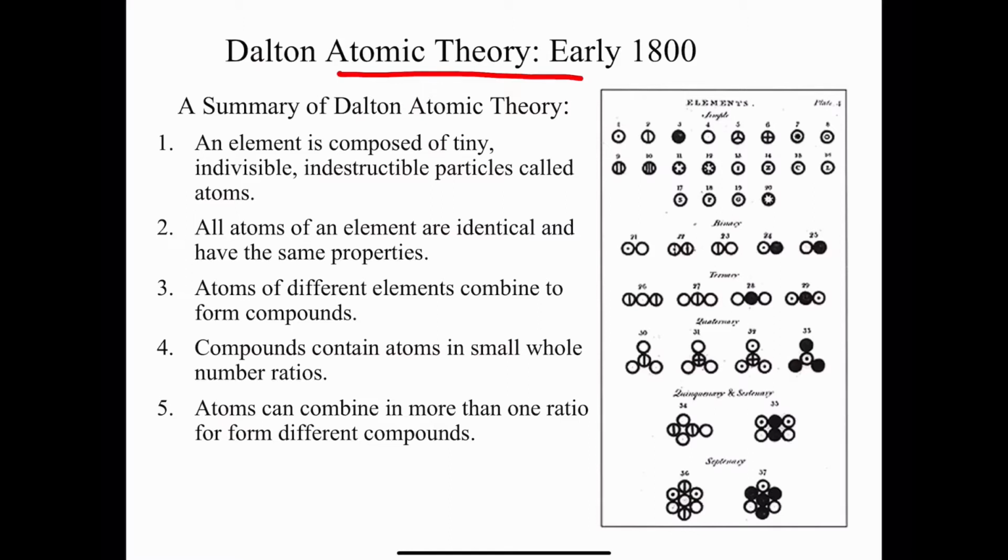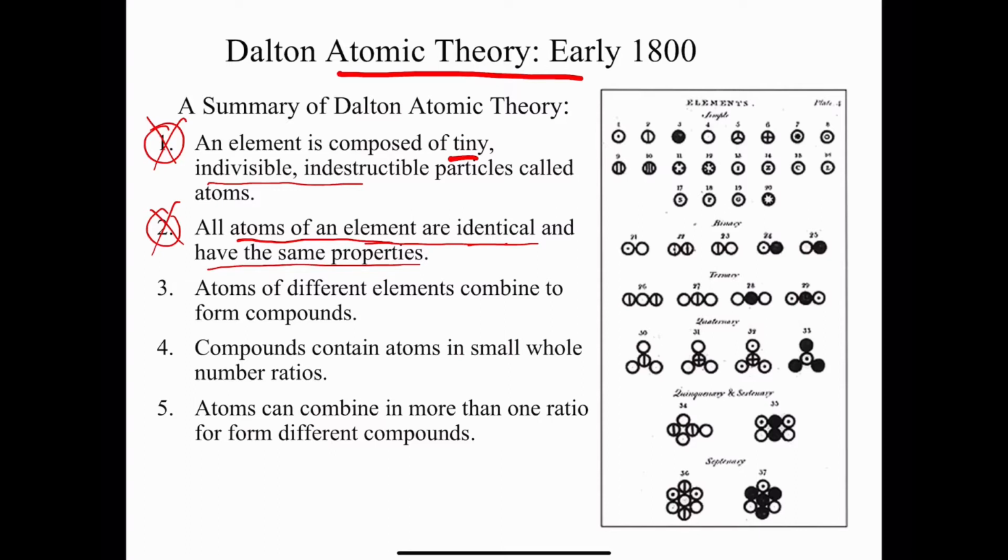So number 1, he believed that an element was composed of tiny, indivisible, indestructible particles called atoms. And we now know that number 1 is actually not entirely true, which we are going to get into in this video. Number 2, all atoms of an element are identical and have the same properties. Actually, this one also is not technically true. Not all atoms of a single element are totally identical. So this one's not true today. We know better. 3, 4, and 5 are true.